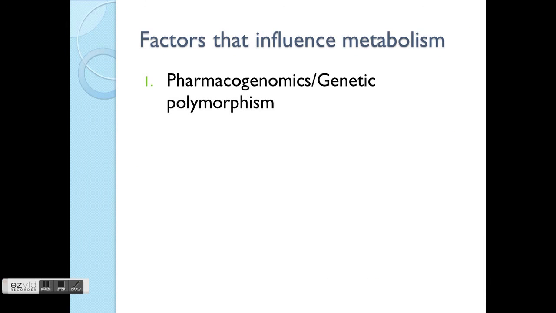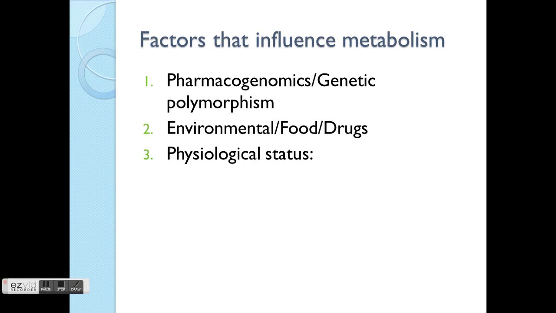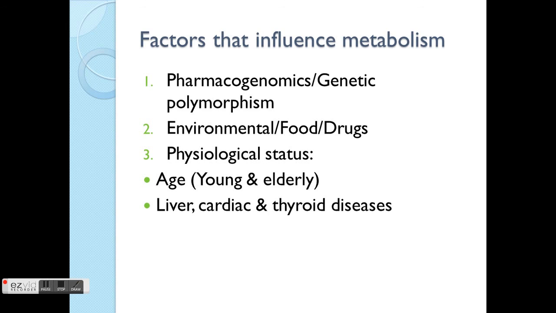So here again: pharmacogenomics, environmental food or drugs, physiological status. If they're too young, the system is not fully developed for the metabolic enzymes in the liver. If they're too old, again, the process gets slower. Liver, cardiac, and thyroid diseases. For example, in hyperthyroidism, the overall metabolic rate of the person will be much higher, so this indirectly causes an increase in the metabolism of the drugs as well.